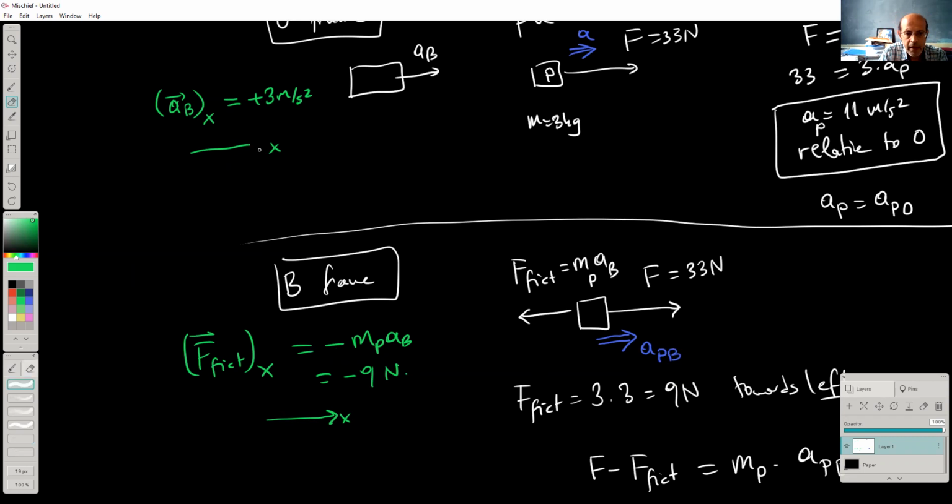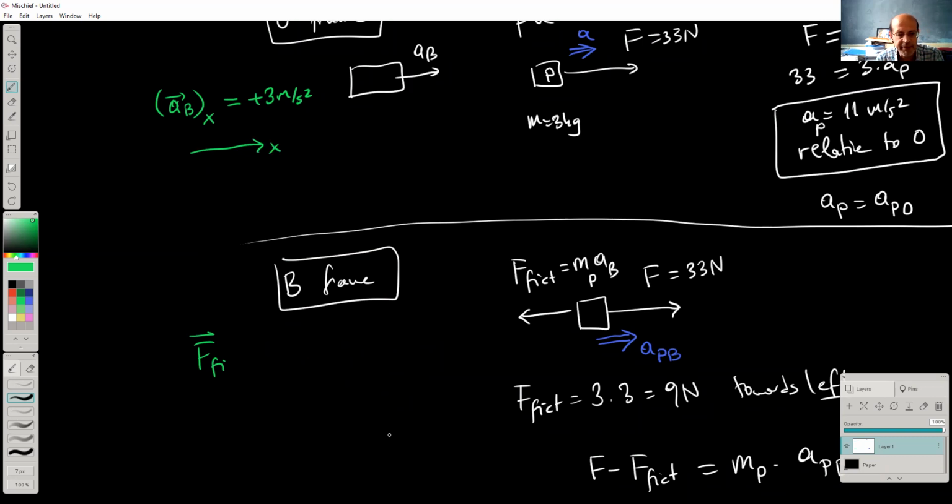So if I had chosen the x-axis like that, right? In that case, this is negative then. So that should be actually the x component in here. So that would be positive in that case. The fictitious force is towards left.